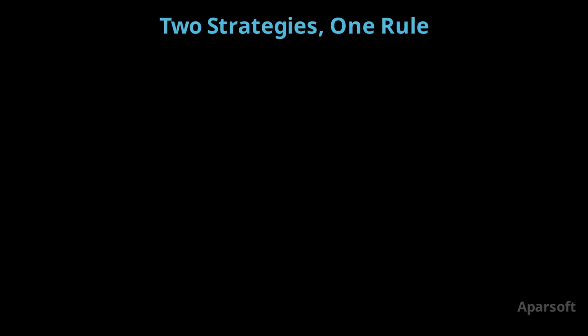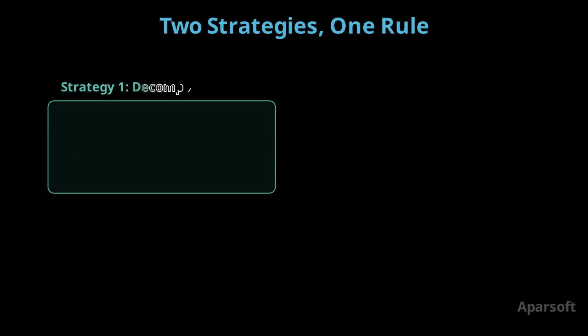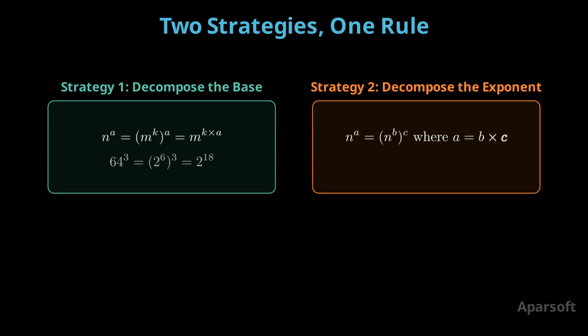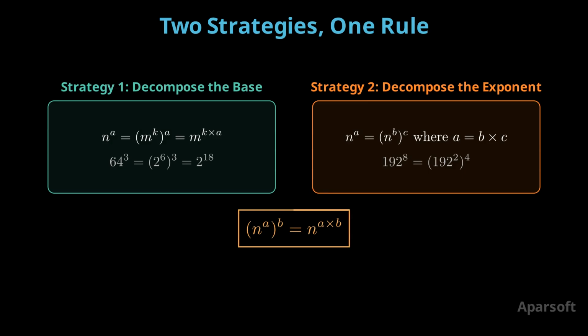2 strategies, 1 rule. Strategy 1, decompose the base, like turning 64 into 2 to the sixth. Strategy 2, decompose the exponent into a product, like splitting 8 into 2 times 4. Both strategies are always available to you. Pick whichever feels simpler. And for negative exponents, the same rules apply. Just watch your signs. The golden rule powers both strategies.